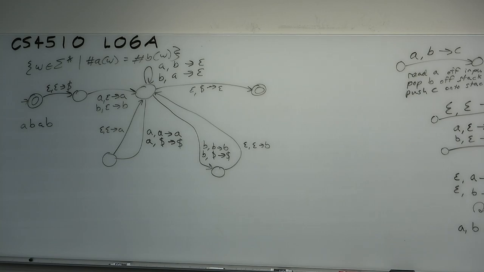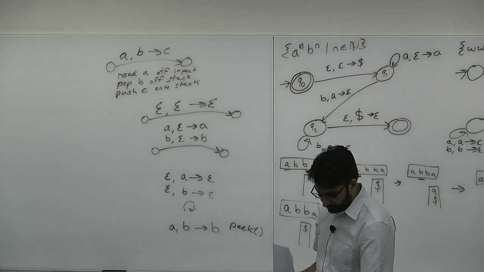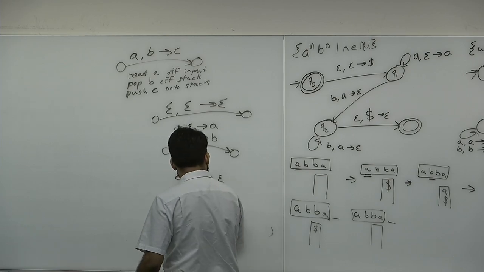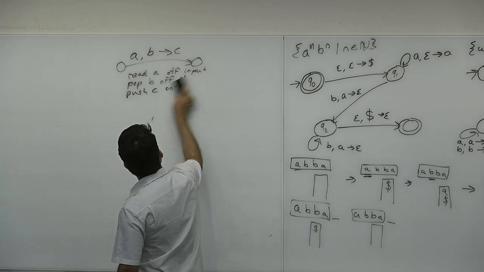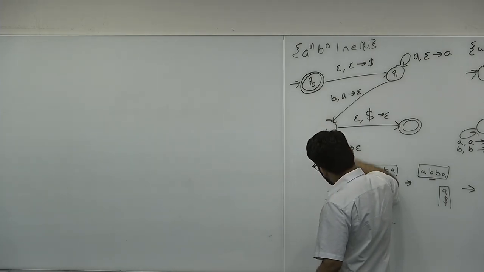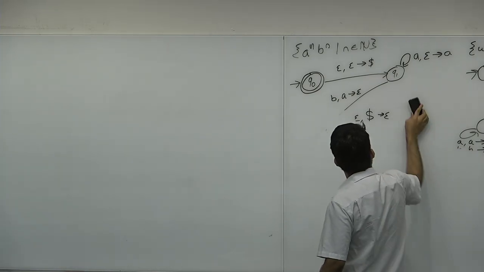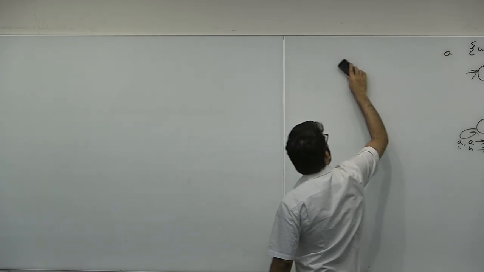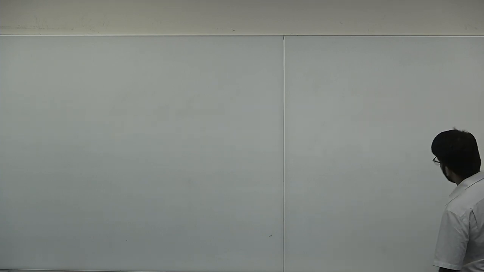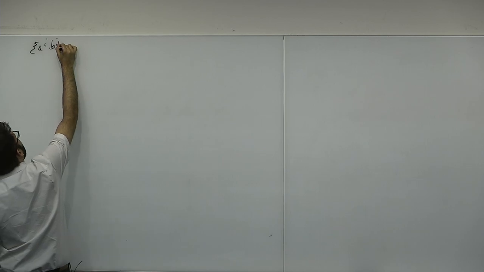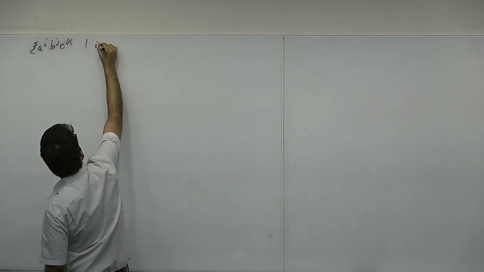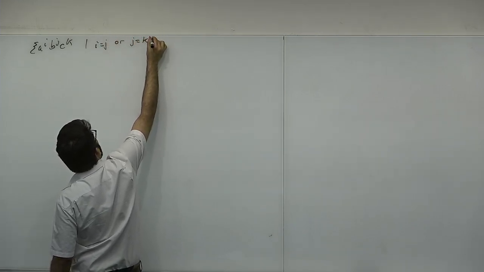I have one more PDA for us, and then we can go on our little break. So consider the language A to the I, B to the J, C to the K, such that I equals J or J equals K. I'll give you guys a minute to think about this one, and then we'll just give you the answer.